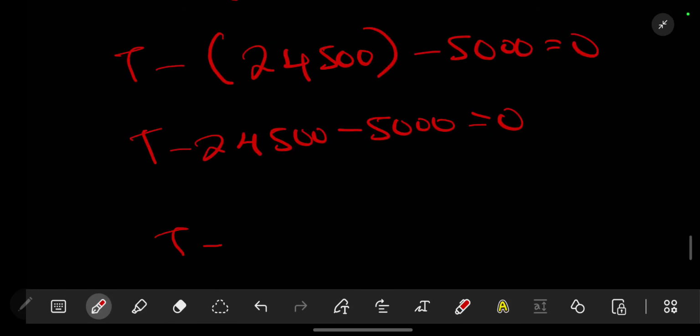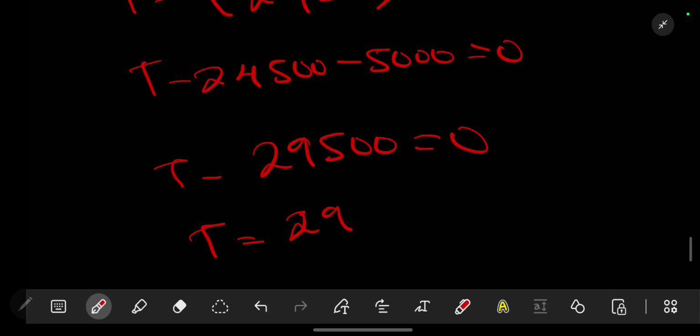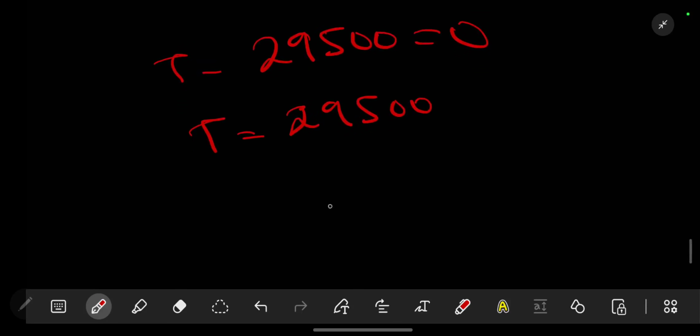So tension minus, if you add those two, negative 24,500 minus the 5,000 will give us a value equivalent to 29,500, which should be equal to 0. So the tension is equal to 29,500 like that. So this is our tension.